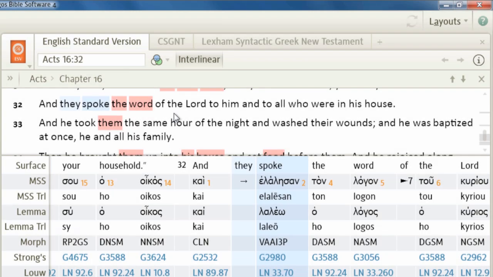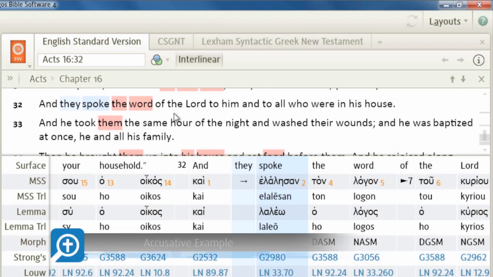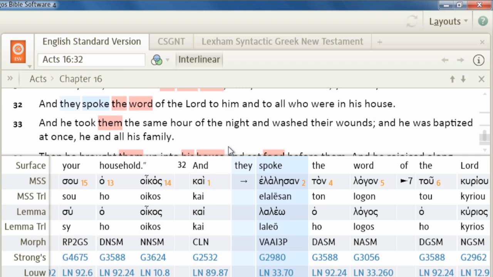Acts 16:32 reads, "And they spoke the word of the Lord to him and to all who were in his house." I have highlighted by selection this English verb, spoke, which corresponds to elaleson in the Greek. And this noun phrase, the word, is highlighted because the underlying Greek, ton logon, is in the accusative case. Here we have the article accusative, singular masculine, and noun accusative, singular masculine.